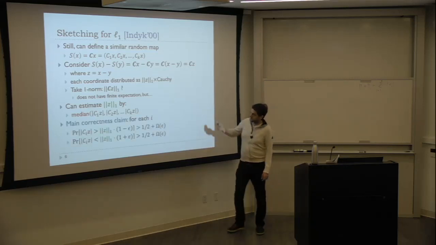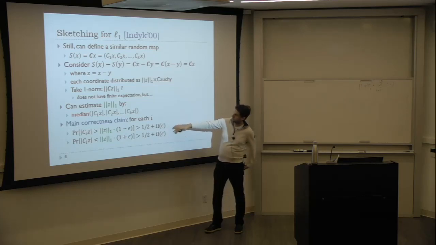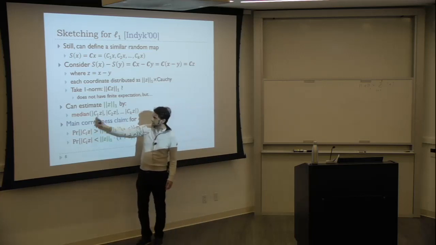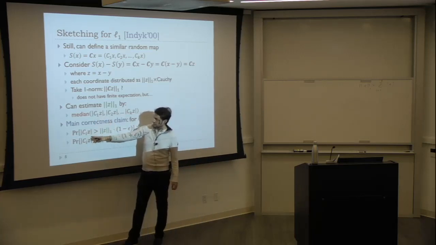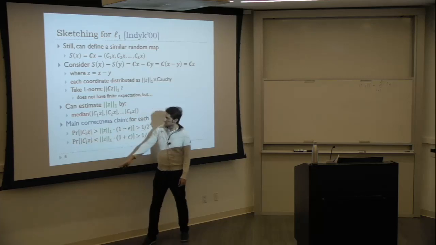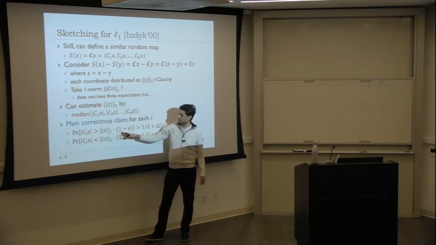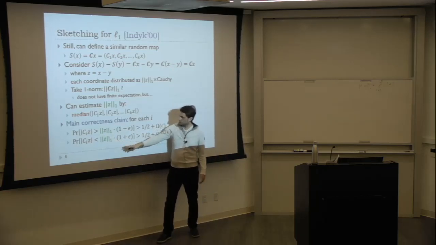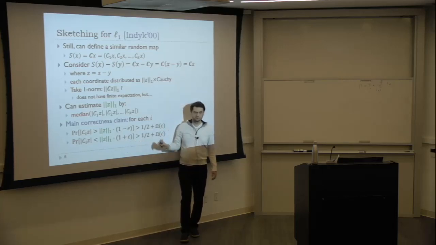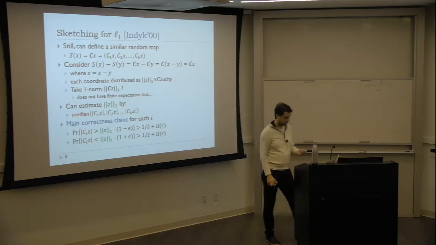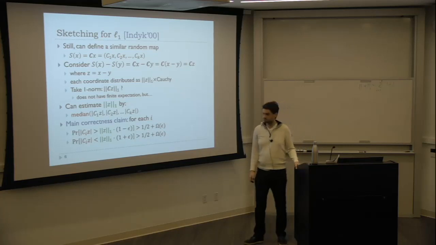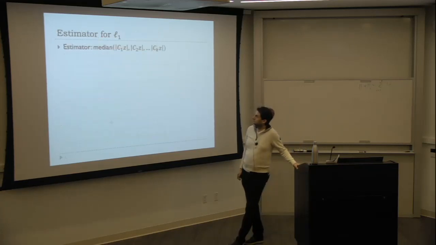Okay, so to prove that, the main correctness claim will be the following: for each coordinate i, ranging from 1 to k, each of these components, Ci z in absolute value, is at least the L1 norm of z up to a factor of 1 minus epsilon with probability a little bit more than half, and it is upper bounded by this L1 norm up to a factor of 1 plus epsilon, again with probability a little bit more than half. This is the main correctness claim, and here we'll use the properties of Cauchy distributions. Okay, so let's prove that. This is the claim that we want to prove.